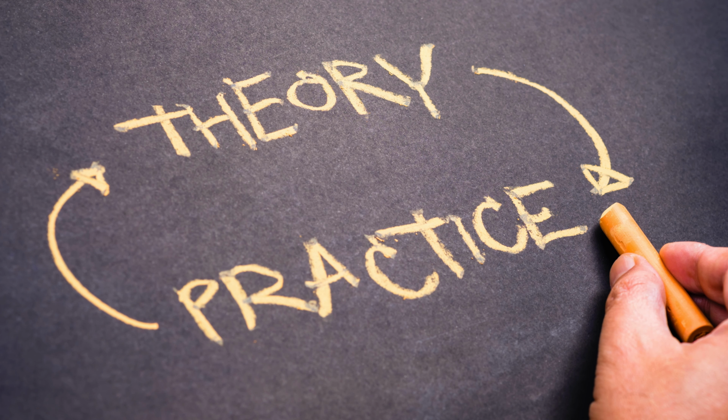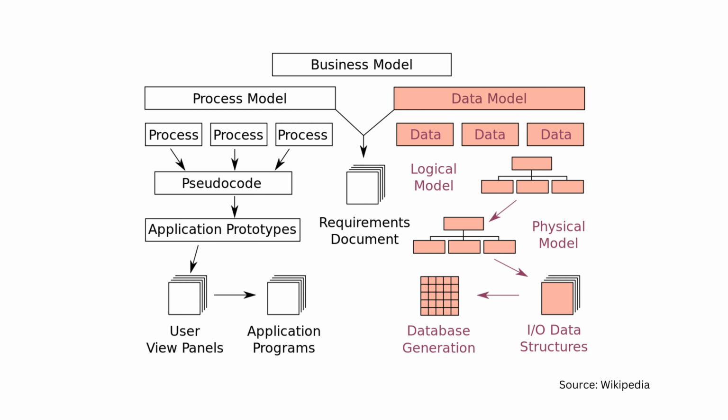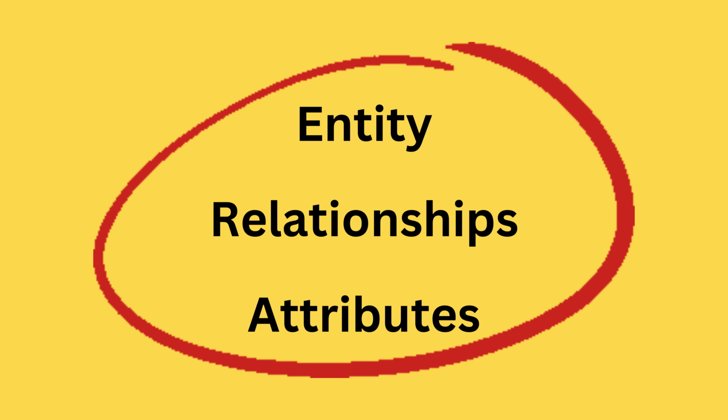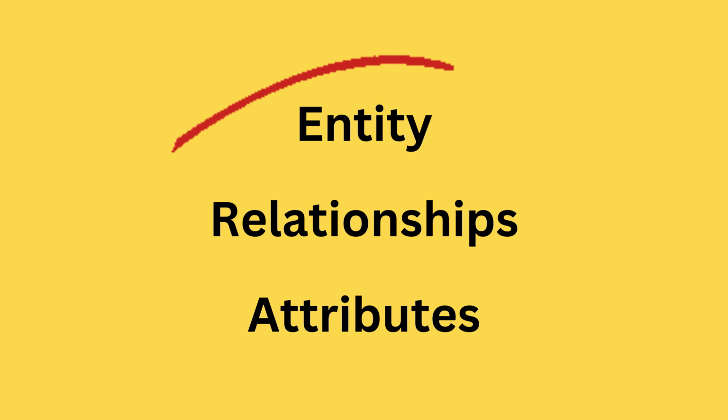Now let's double click into the theory of data model design, and then we'll review an example to internalize the theory. Data modeling involves creating a visual representation of a system where you identify the key entities or objects and their relationships. This includes detailing attributes of each entity and the nature of the relationships between them.